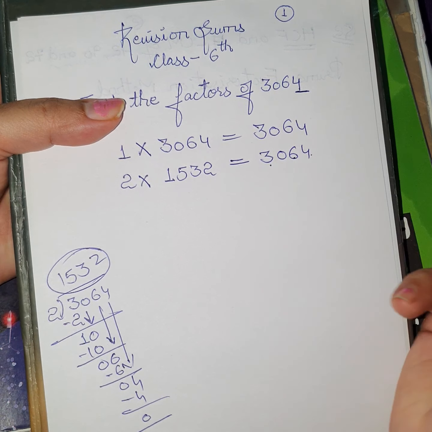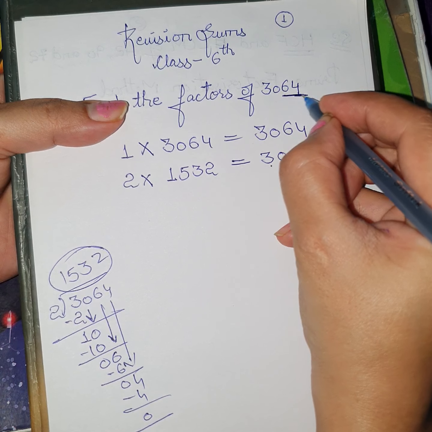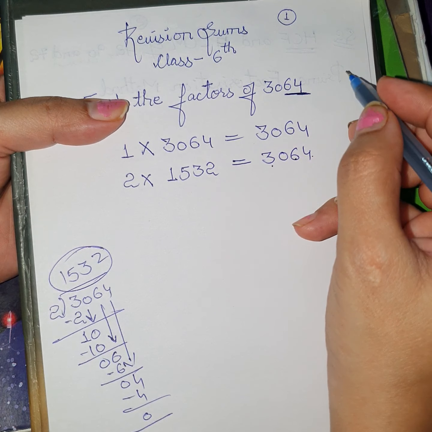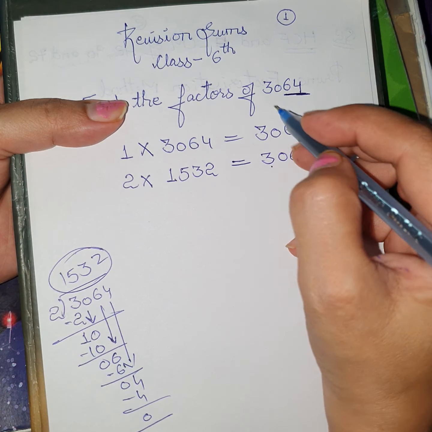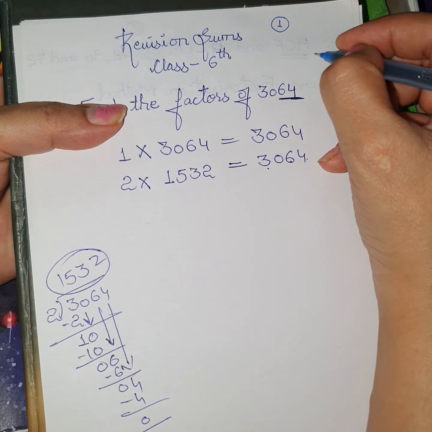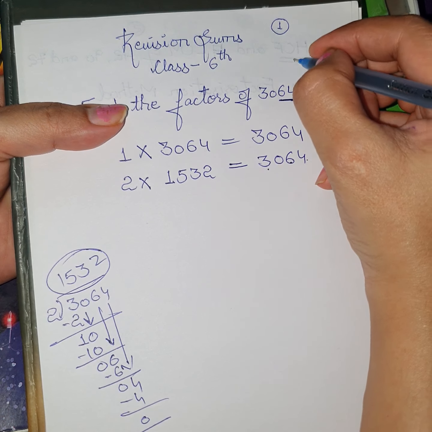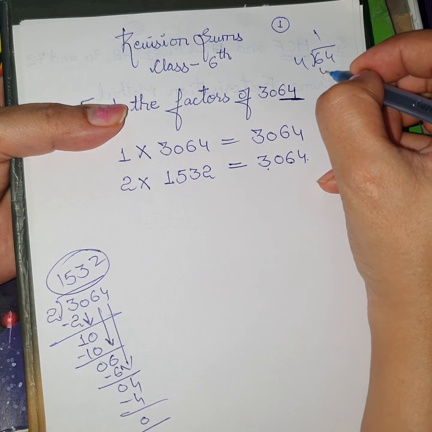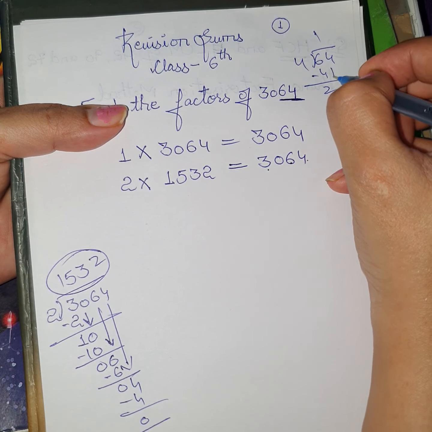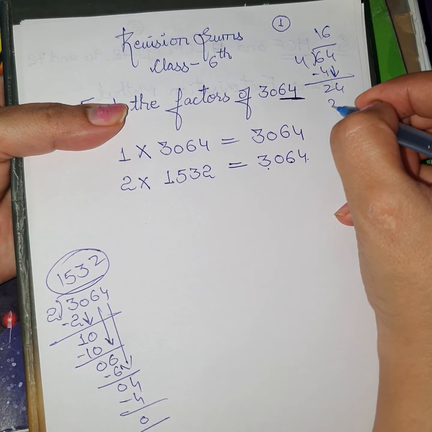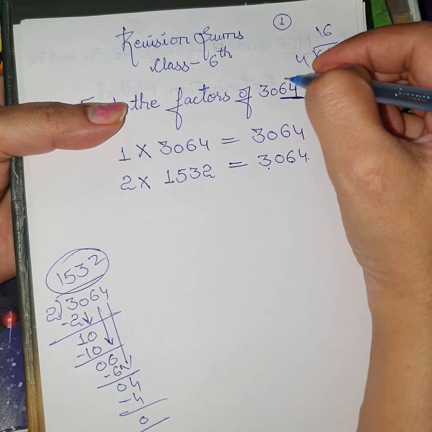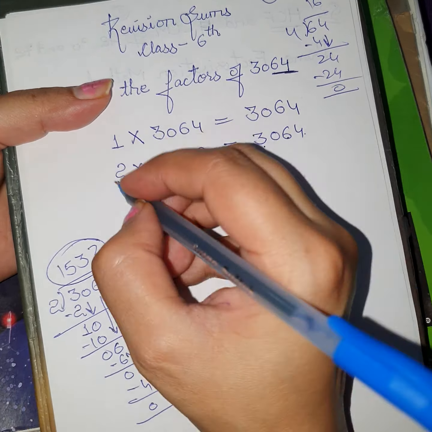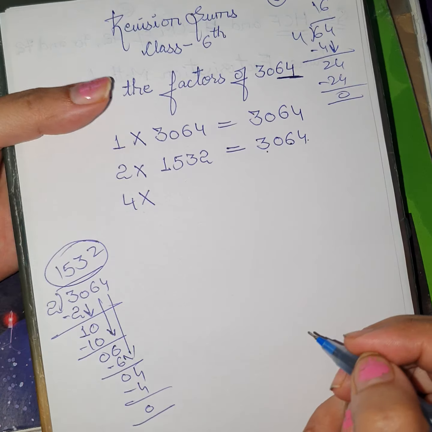And for the table of 4, I told you to check the last 2 digits. If the last 2 digits come in the table of 4, that means the complete number comes in the table of 4. So here the last 2 digits are 64. So just divide it by 4 to see whether 64 comes in the table of 4 or not. So 4 ones are 4, 2, 4 will come down, 4 sixes are 24. Yes, the remainder is 0. That means this number comes in the table of 4. So the next table we will take is 4.